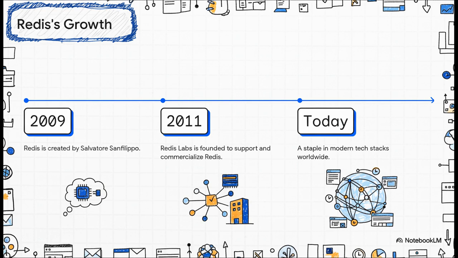So you can see the journey right here. It all starts in 2009 when Salvatore creates it, but then its popularity just explodes, leading to the founding of Redis Labs in 2011. A company totally dedicated to providing commercial support. And that backing is what really helped transform Redis from just a beloved open-source project into a rock-solid, reliable staple of the modern tech stack.